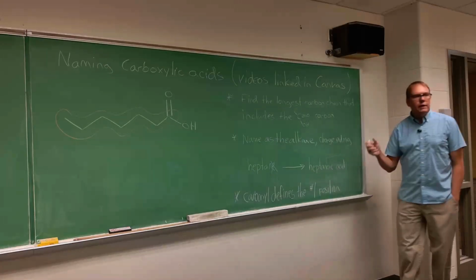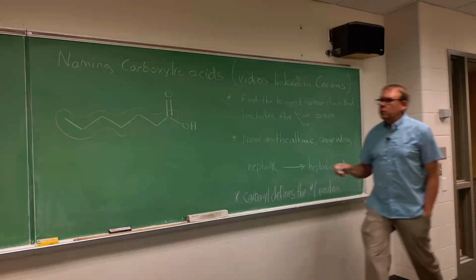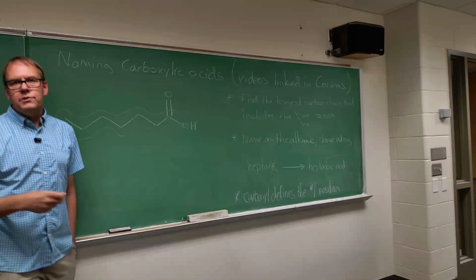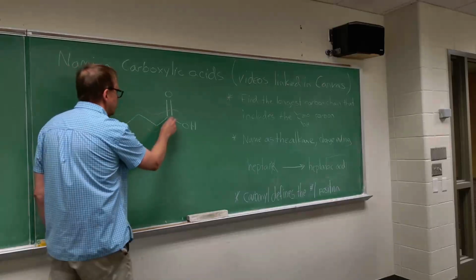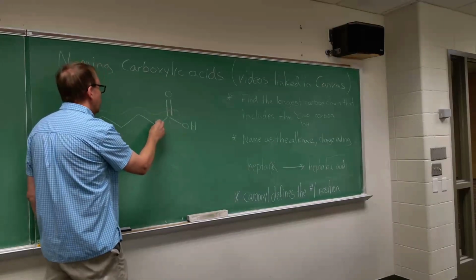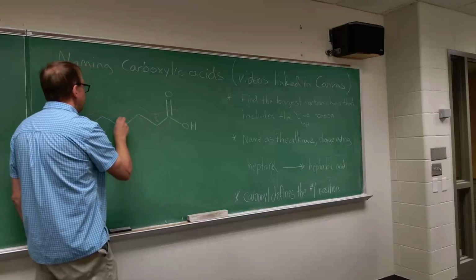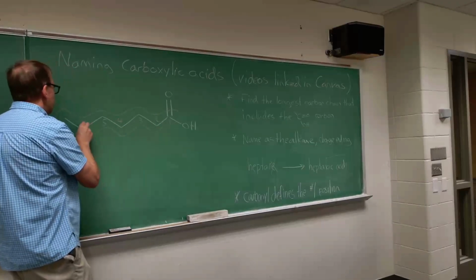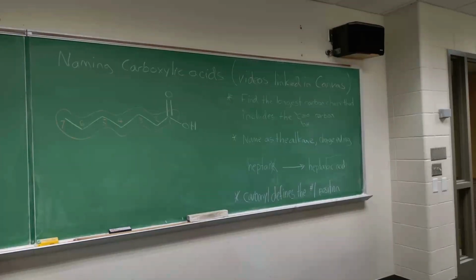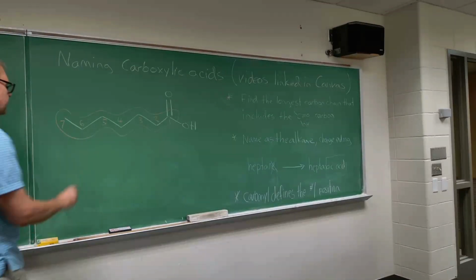And so you don't need to include it in your naming. If we were going to number this thing to locate substituents, we don't have any substituents here, but if we did, we'd want to number the chain starting at the carboxylic acid carbonyl, carboxylate carbon. Go 1, 2, 3, 4, 5, 6, 7. And with this molecule, it's just as simple as calling it heptanoic acid.